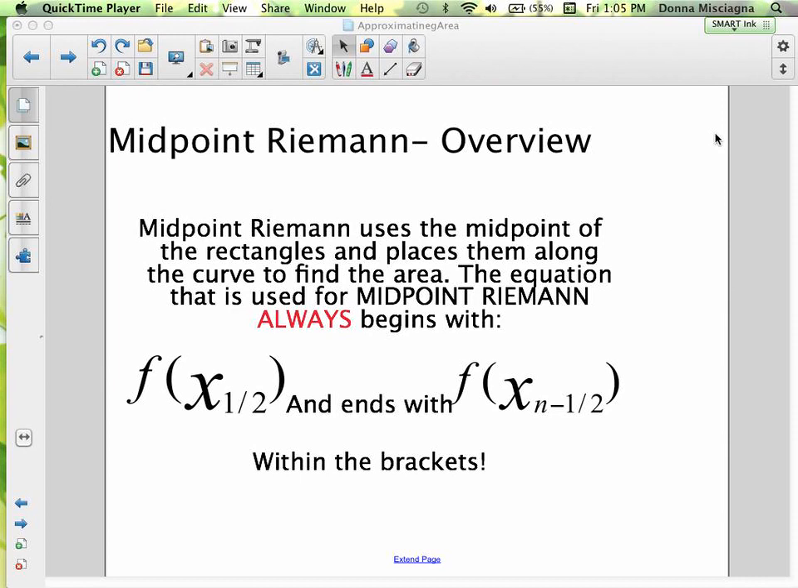The equation that's used for midpoint Riemann sum always begins with f of x to the 1/2, f of x 1/2. That means it doesn't start with the first value. It doesn't start with the beginning. It doesn't start after a change in x. It starts with half a change in x and ends with the value that would be half a change in x from the endpoint. All right, so let's see what that looks like. So instead of taking the value on the right-hand side or the left-hand side, it's the one in the middle.